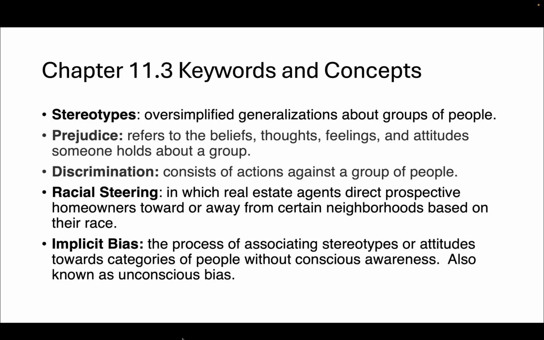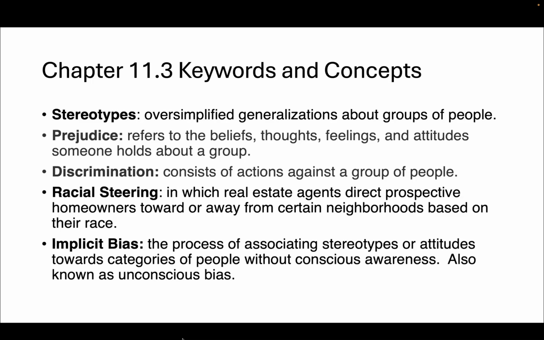Now, prejudice refers to the beliefs, thoughts, feelings, and attitudes someone holds about a group. So this is the idea that people think, oh, this group is lazy or this group is stupid or that kind of thing. Now, that's different than discrimination. Discrimination consists of actions against a group of people. Prejudice are beliefs and thoughts, feelings, and attitudes. That's all in your head. That's all in your brain. That's how you think. Discrimination is when it moves out of your brain into the real world and you actually discriminate against those groups that you have negative ideas against. So in theory, people can be prejudiced and not discriminate. That doesn't often happen, but it could happen.